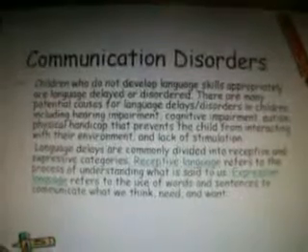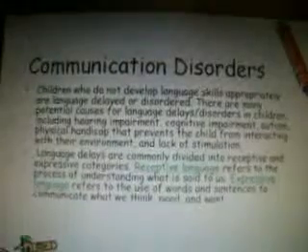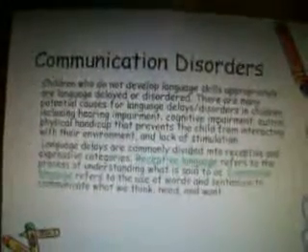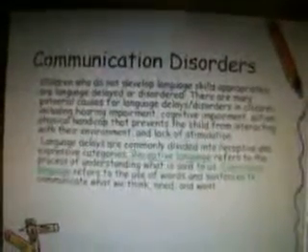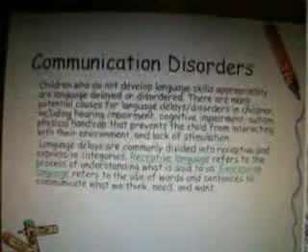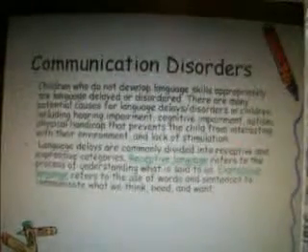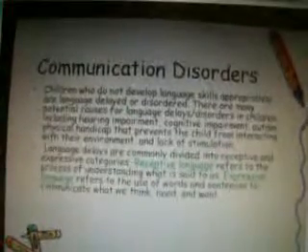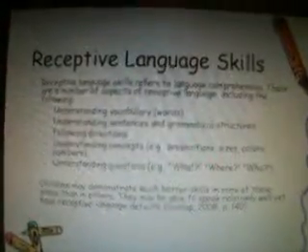There are many potential causes for language delays or disorders in children, including hearing impairments, cognitive impairments, autism, physical handicaps that prevent children from interacting with their environment, and a lack of stimulation. Language delays are commonly divided into receptive and expressive categories. Receptive language refers to the process of understanding what is said to us. Expressive language refers to the use of words and sentences to communicate what we think, need, and want.